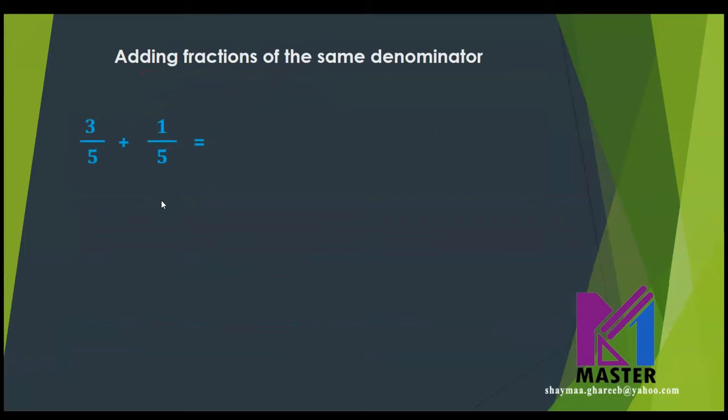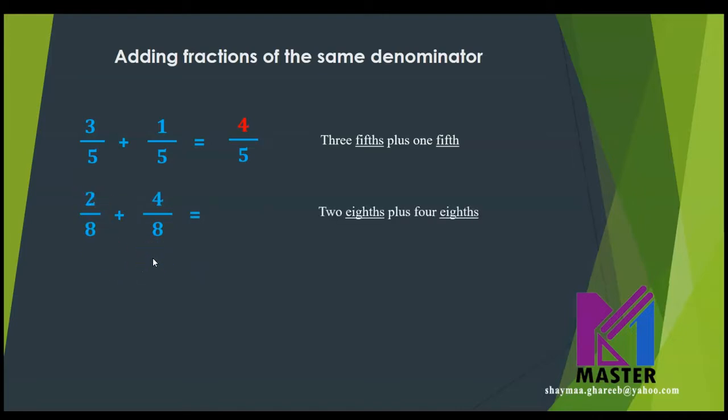Now let's see one more example here. 3 fifths plus 1 fifth, which means how many fifths are there? 4 fifths. 3 plus 1 equals 4. Then the answer is 4 fifths. We'll do exactly the same with the coming example. So I have 2 eighths plus 4 eighths. So the answer will be how many eighths? 6 eighths. 6 ninths or 6 over 9 and 1 ninth. So the total number of ninths is 7 ninths.